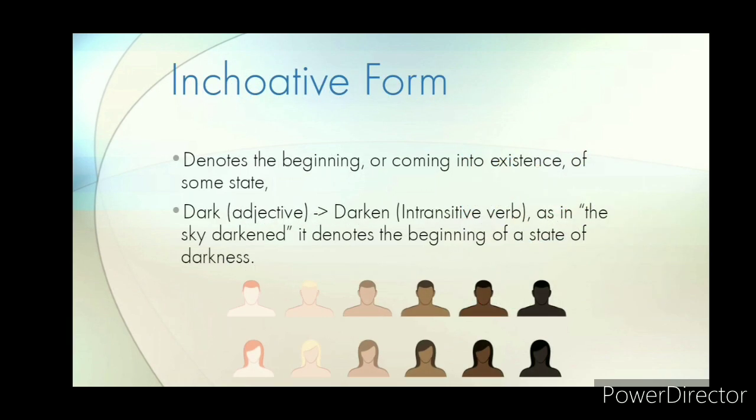First of all, the inchoative form denotes the beginning or coming into existence of some state. As written in the example, the word dark, an adjective, becomes darken, an intransitive verb. The intransitive verb can be used in the sentence, the sky darkened. It denotes the beginning of a state of darkness, just as the picture showed you. Light and then becomes dark. So it's getting darker and darker.